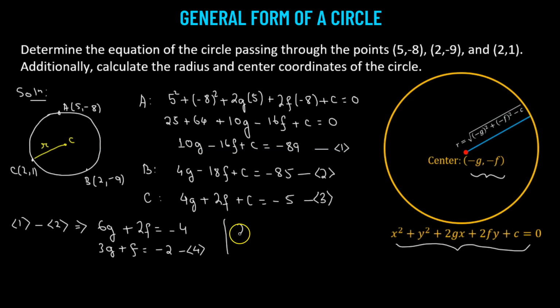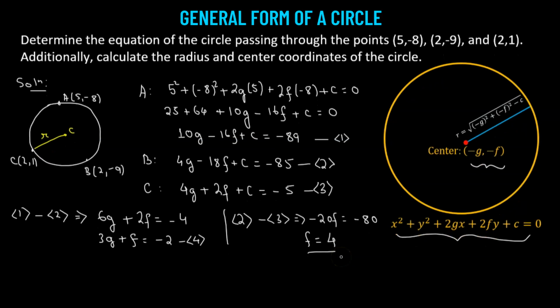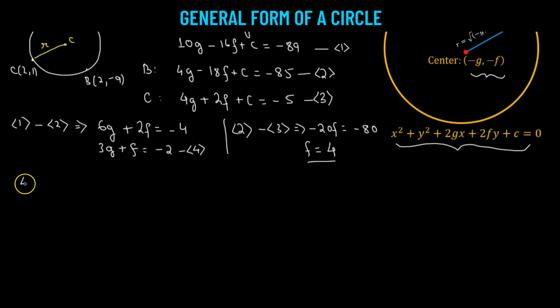Now we'll take equation number 2, and from it we're going to subtract equation number 3. So here we have 4g minus 4g, that's 0. We have -18f minus 2f, that's -20f, equals -85 minus (-5), which gives us -80. So the f value is equal to 4. Now that we have the value of f, we can substitute it into equation number 4. So equation number 4 gives us 3g plus 4 equals -2. So we have 3g equals -6, g equals -2. We've obtained the value of g as well as f.